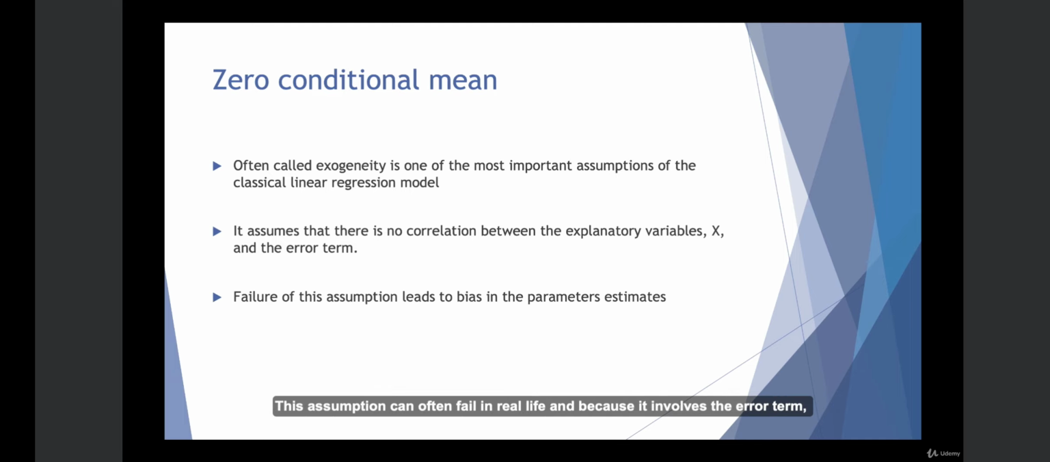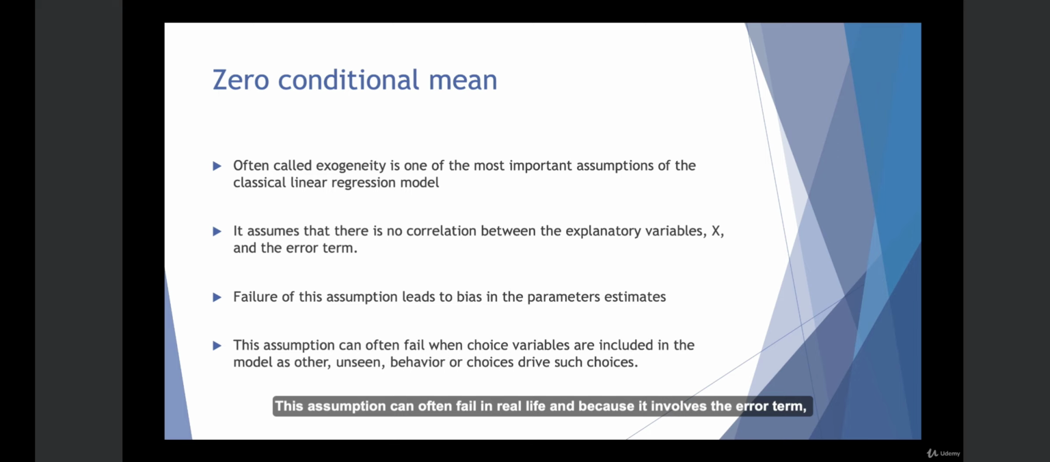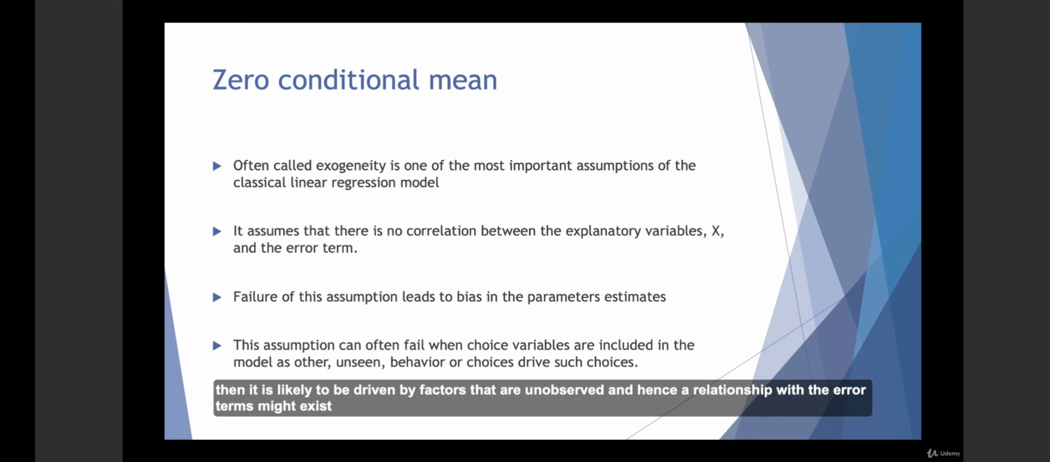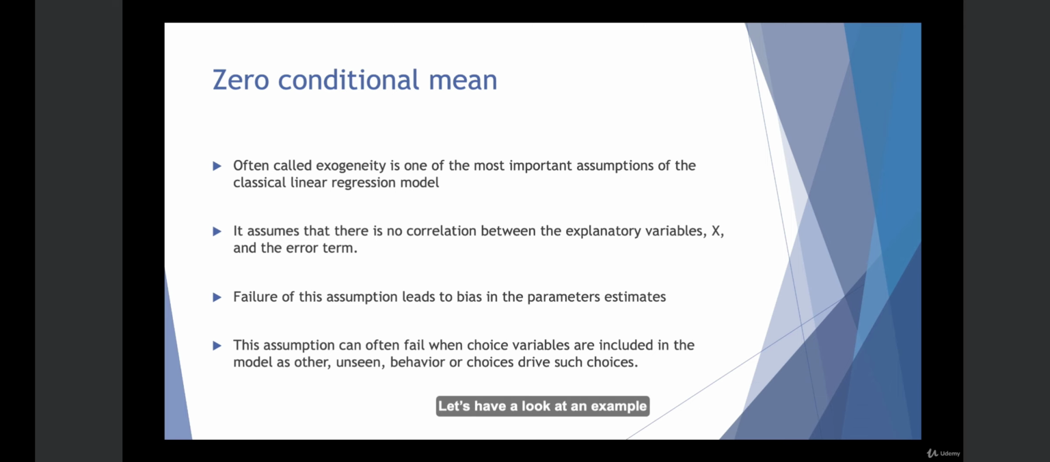This assumption can often fail in real life, and because it involves the error term, which by definition is not observable, it can never be tested. A good rule of thumb is that whenever a variable is a choice, especially an individual choice, then it's likely to be driven by factors that are unobserved, and hence a relationship with the error term might exist. Let's have a look at an example.